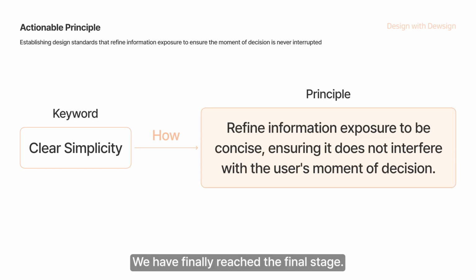We have finally reached the final stage. Shall we convert our core keyword, clear simplicity, into a specific actionable guideline that team members can implement right away? The resulting principle is refine information exposure to be concise, ensuring it does not interfere with the user's moment of decision. This is much more specific than simply saying, let's make it simple, isn't it? Now, with this principle, it will serve as a very clear standard for judgment whenever you are struggling with which options to include or exclude.